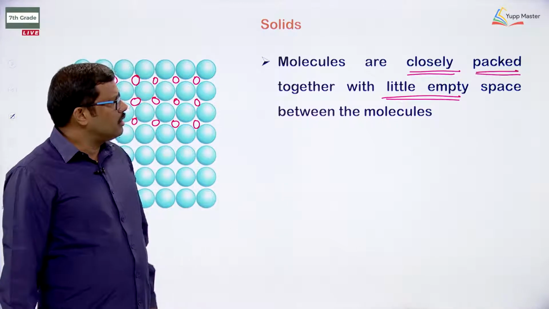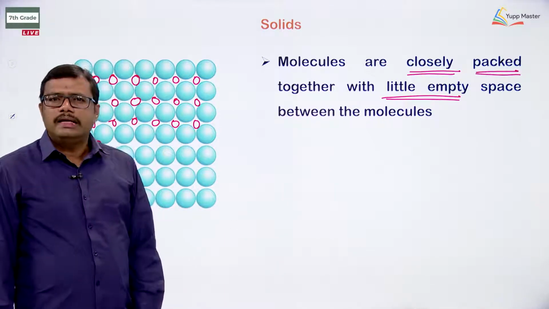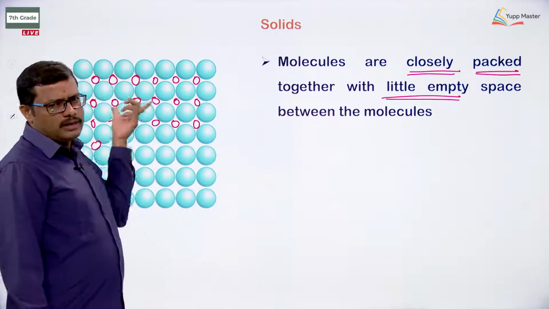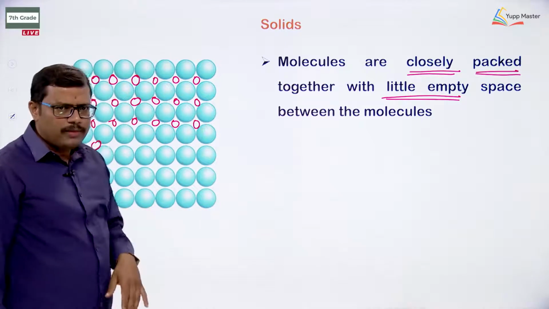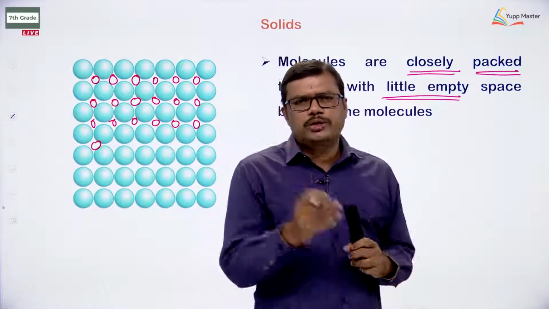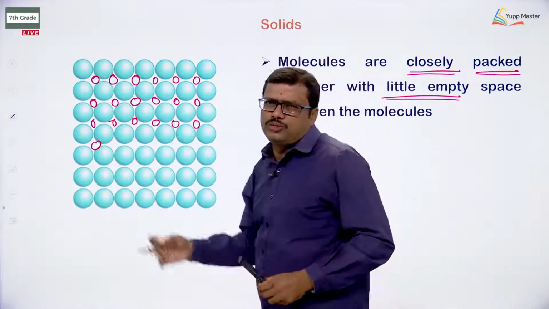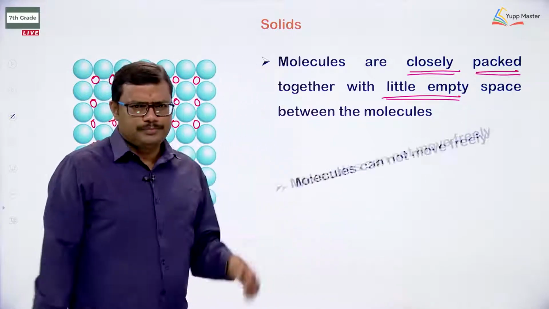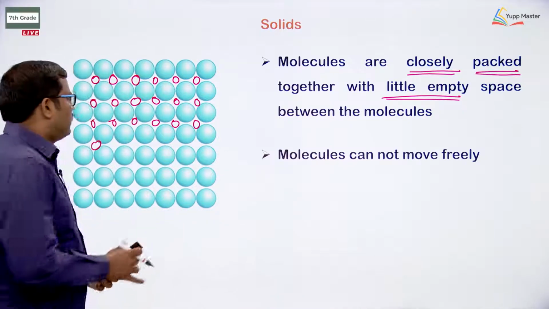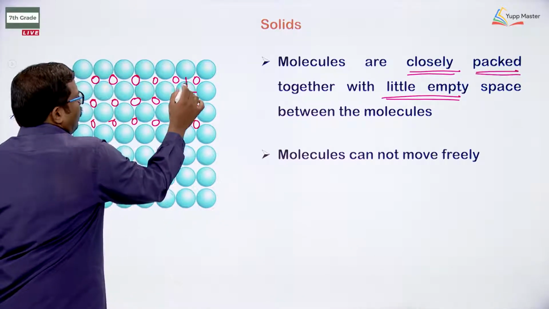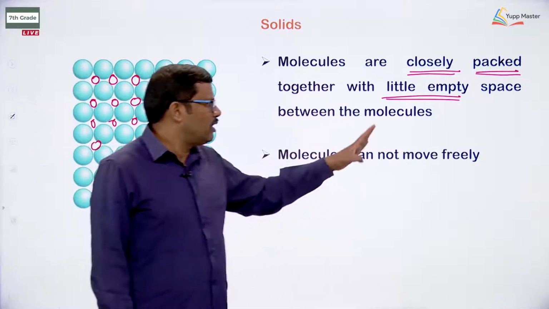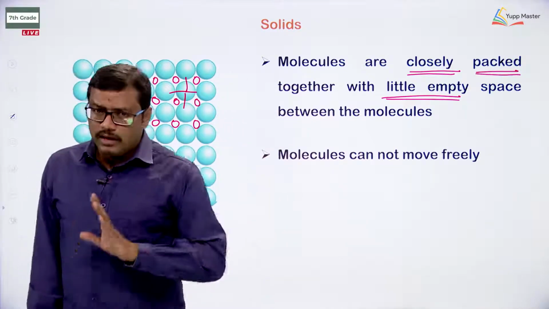If you observe here, the molecules are closely packed together with very little empty space between the molecules. Let us assume these balls are molecules and they are packed closely, and the intermolecular space or the empty space present between these particles is very small, very less. Molecules cannot move freely in this case, since they are packed tightly. This particle, can it move? Because upward, downward, left side, right side, all particles are present. So, this cannot move at all. So, the movement of molecules is not possible in the case of solid.